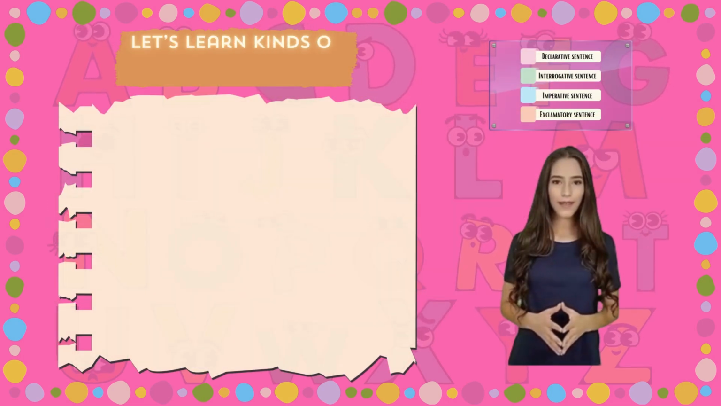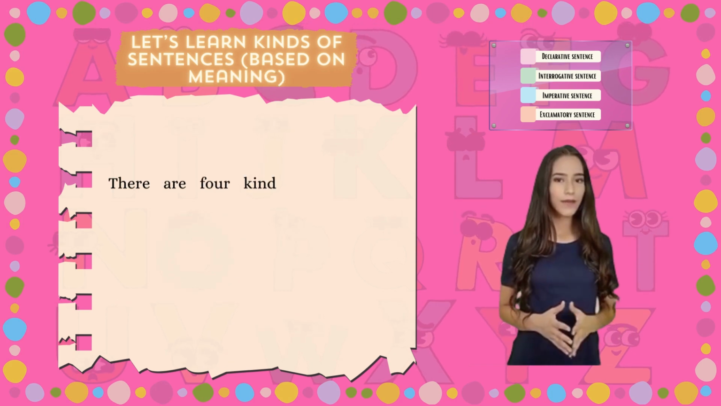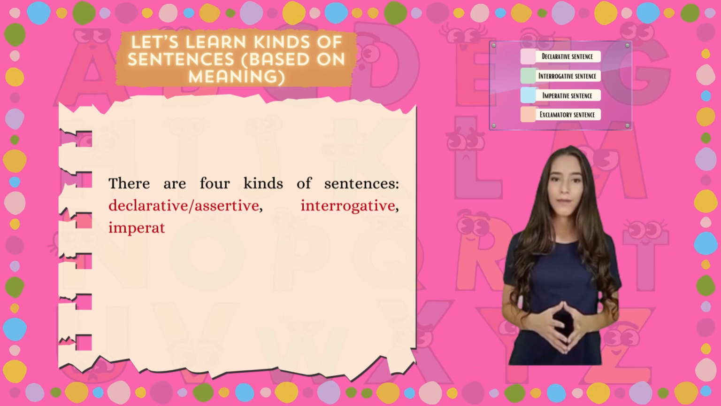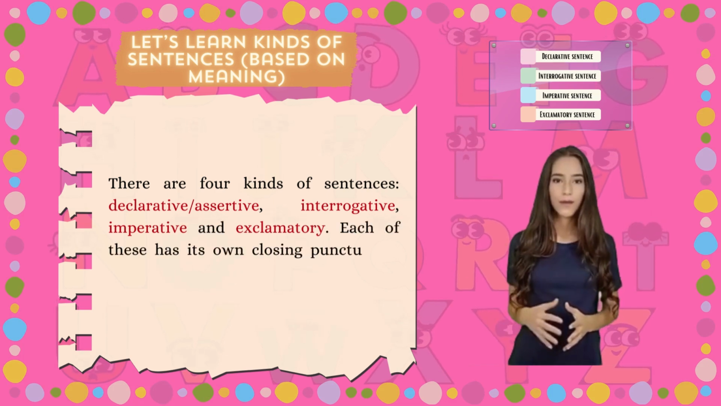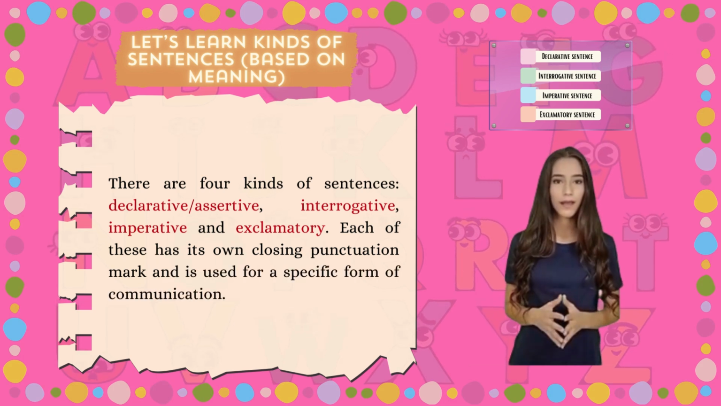Let's learn the kinds of sentences based on meaning. There are 4 kinds of sentences: declarative (assertive), interrogative, imperative, and exclamatory. Each of these has its own closing punctuation mark and is used for a specific form of communication.